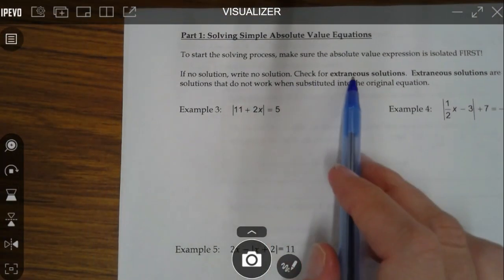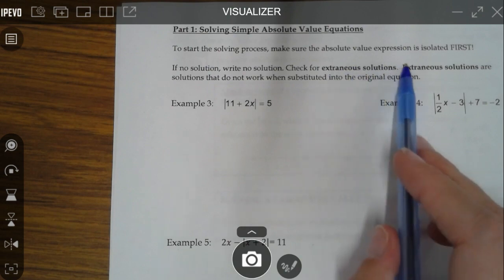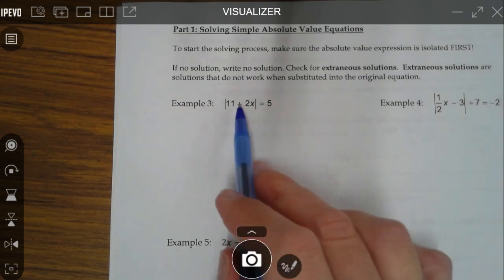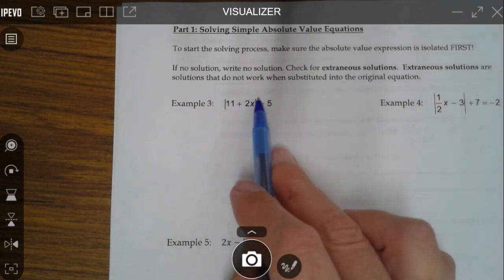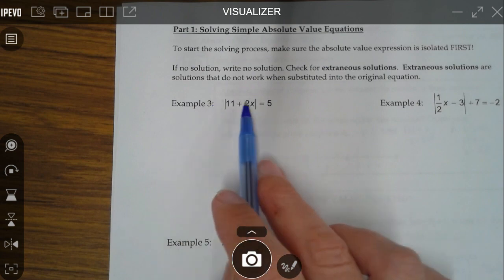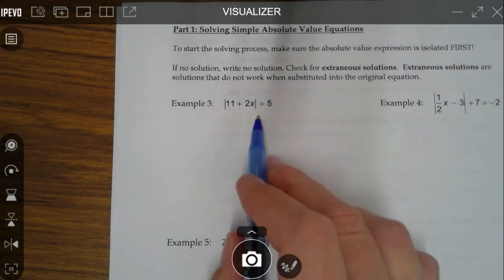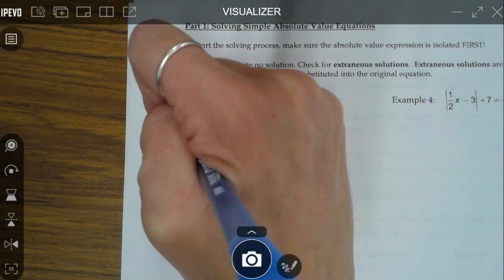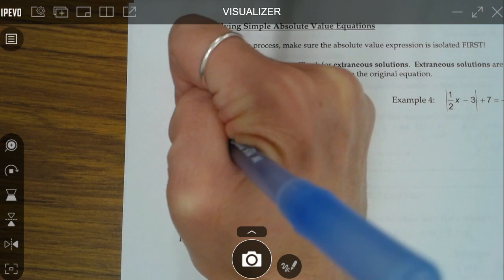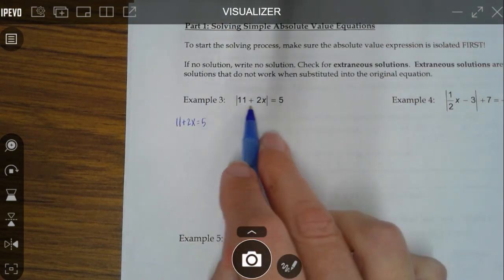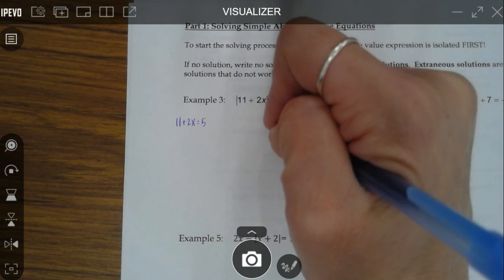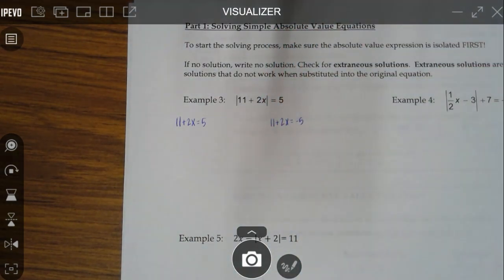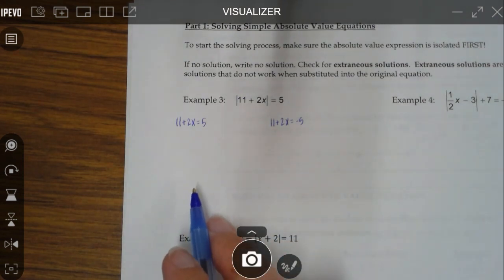So to start the solving process, the first thing that we need to make sure is that the absolute value expression is isolated, meaning that the absolute value bars are by themselves on one side of the equal sign. In this case, I don't have anything added or subtracted before or after the absolute value bars, so I can go straight to splitting this up into my two equations. My first equation is going to be 11 plus 2x is equal to, again, +5, not changing any of the signs on the inside here. My second equation is going to be 11 plus 2x is equal to -5. And then from there, I'm just looking to solve for x.